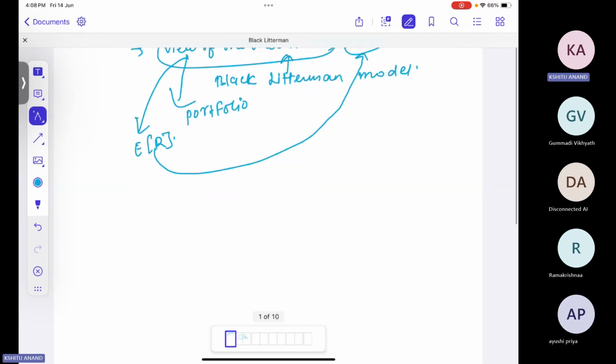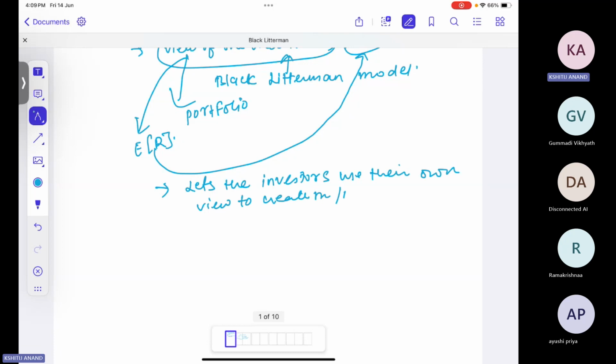So if I repeat again, it lets the investor use their own view to create the portfolio, to optimize the asset allocation.